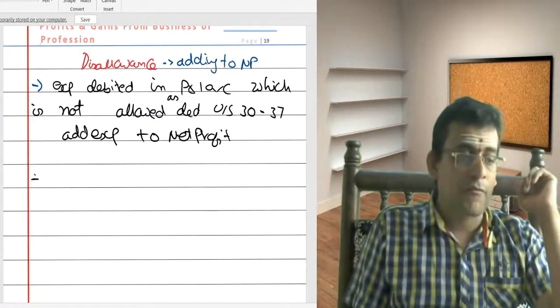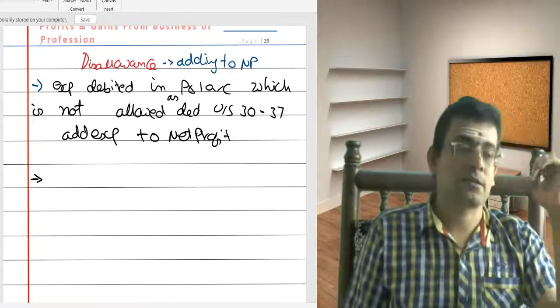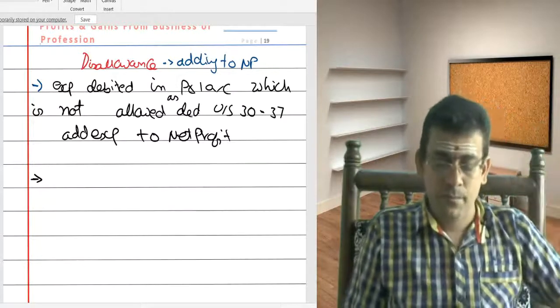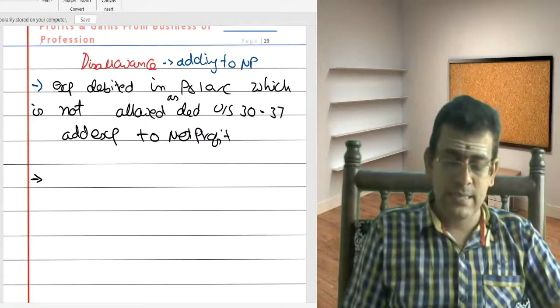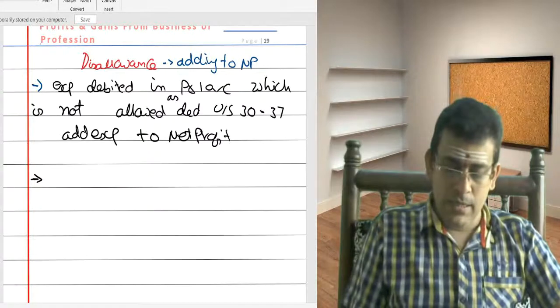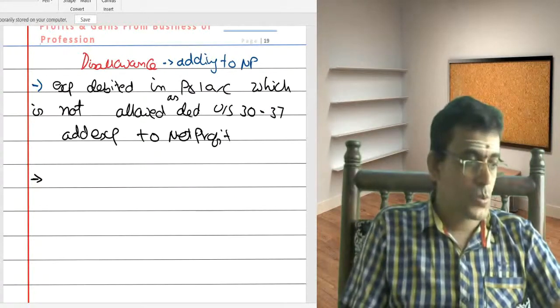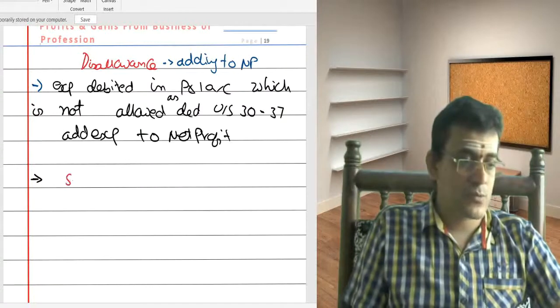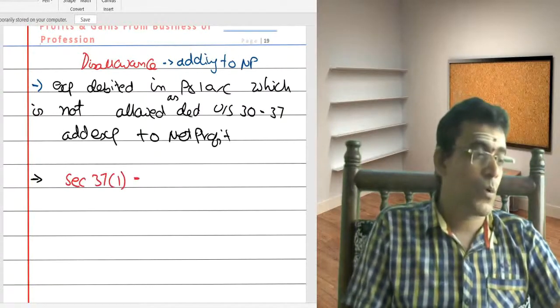Apart from that, there are a few sections which focus on disallowances. Now, what is that? Let us try to understand. Here there is something called section 37 subsection 1. So the next section of disallowance is section 37 subsection 1. What is this?